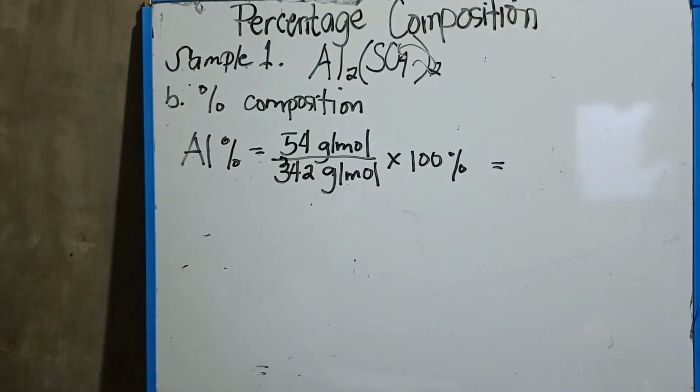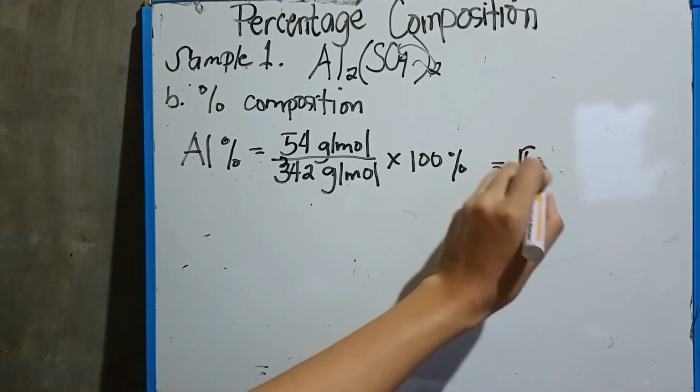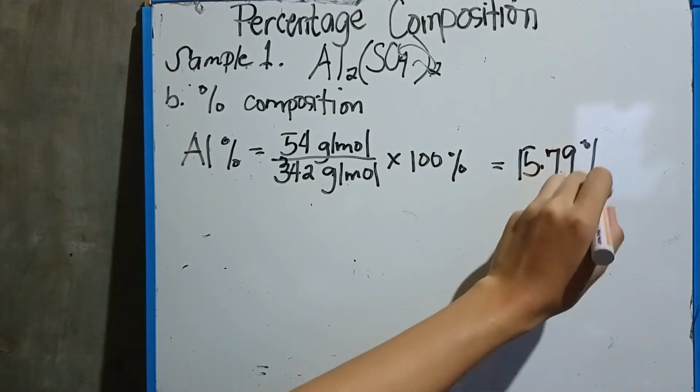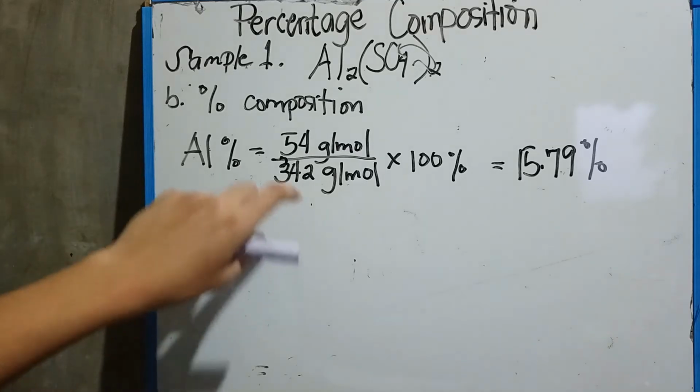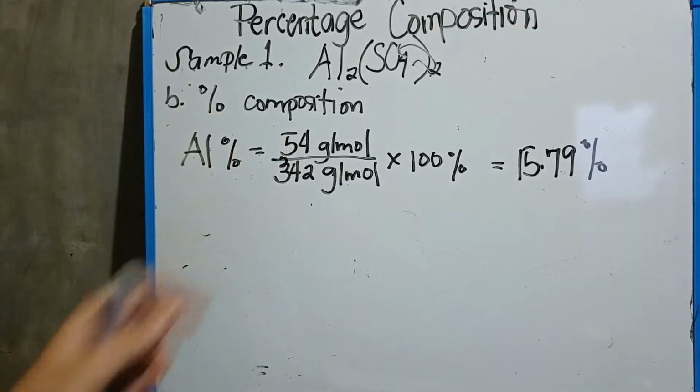So, 54 divided by 342 multiplied by 100% is equivalent to 15.79%. If you're asking, ma'am, where did the 54 come from? Go back to our molar mass: our aluminum is 54 grams per mole. Then where did we get the 342? It is the total mass of the compound. So that is where the 54 and the 342 come from.